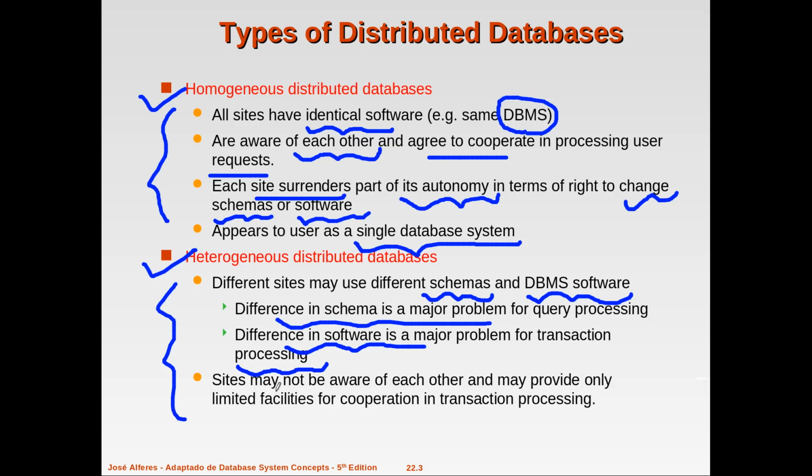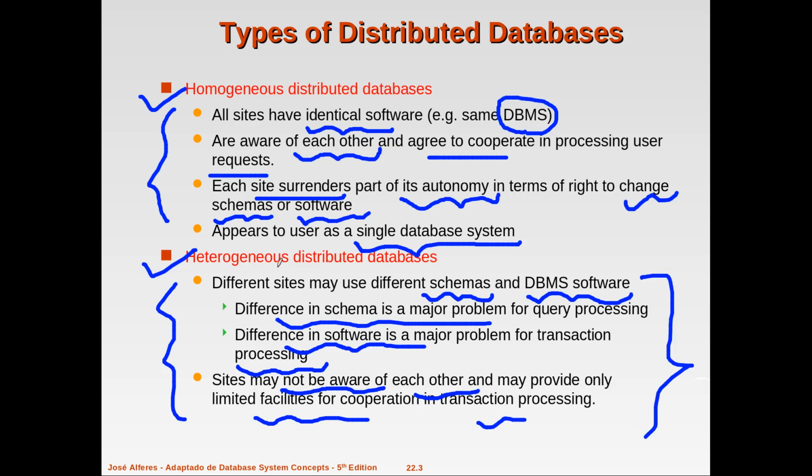And also the sites may not be aware of each other in this particular case, but you can see in homogeneous distributed databases they are aware of each other. But here in this case they are not aware of each other, as they are using different software and different data models. So it may provide only limited facilities for cooperation in the case of an entire transaction processing. So homogeneous distributed databases are always good.